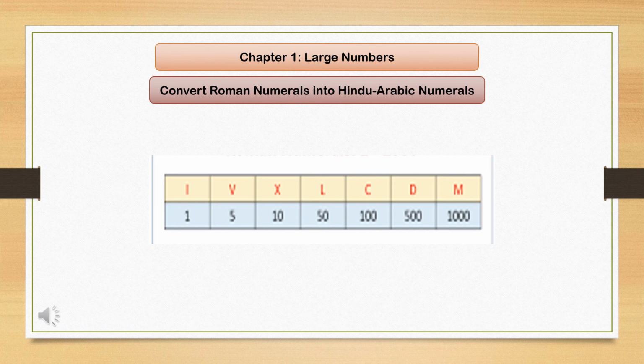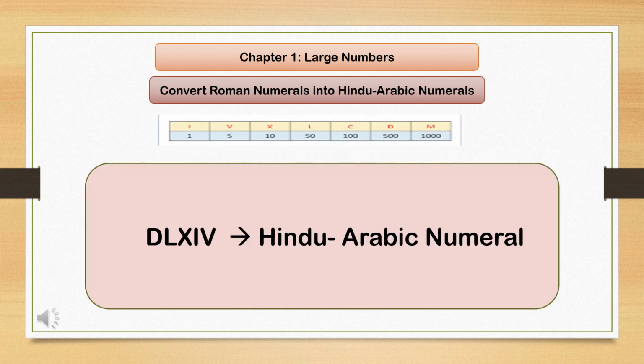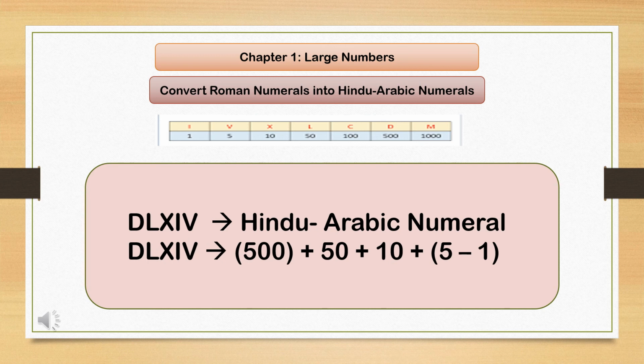Now let's learn the vice versa of it. That is, conversion of Roman numerals into Hindu-Arabic numerals. Here also you have to be well aware of the Roman numeral chart. Let's learn how to convert the symbols of Roman numerals into Hindu-Arabic numeral. So here we have the symbols DL, X, IV. Let's convert it into Hindu-Arabic numeral. First, you will write the value of the symbol provided. So here we have D.